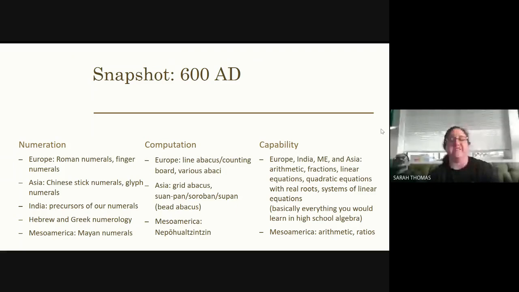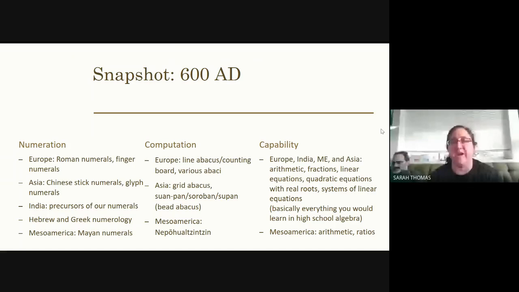As far as what kind of things they could do mathematically speaking, so this would be like your outcomes from your algebra class, okay? In Europe, India, the Middle East, and Asia, they could do arithmetic. So all your plus, minus, times, divide. They could do fractions, although it looked very different than what we do today. They could solve linear equations. So, you know, your 3x plus 2 equals 7, okay? That kind of equation, they could solve.